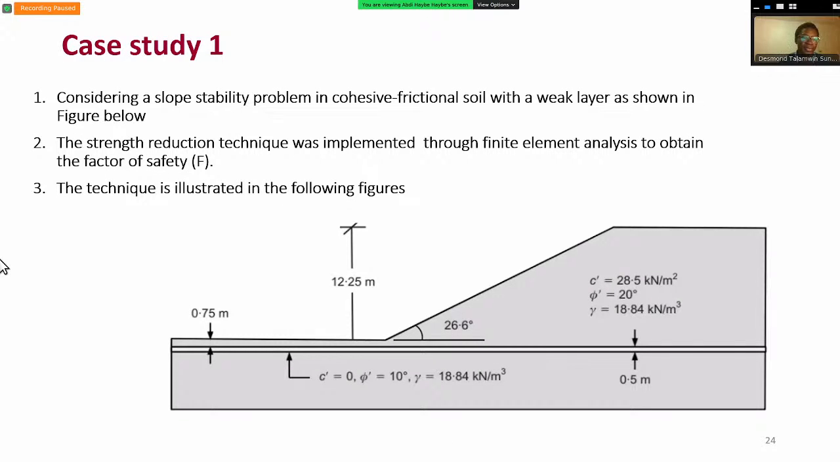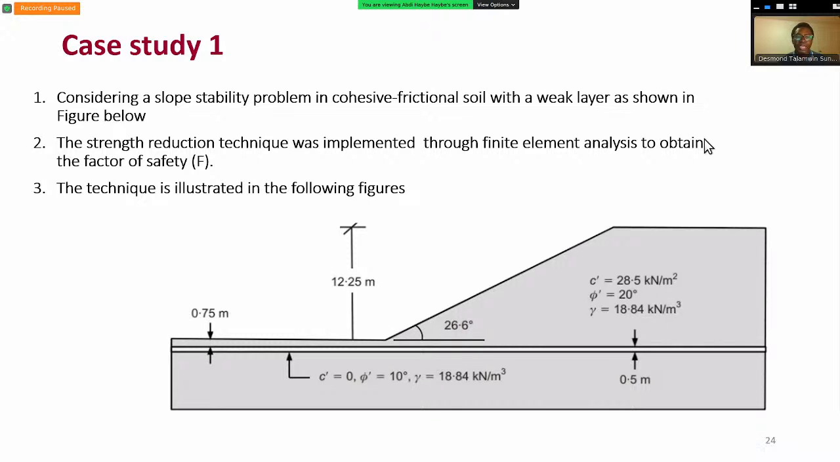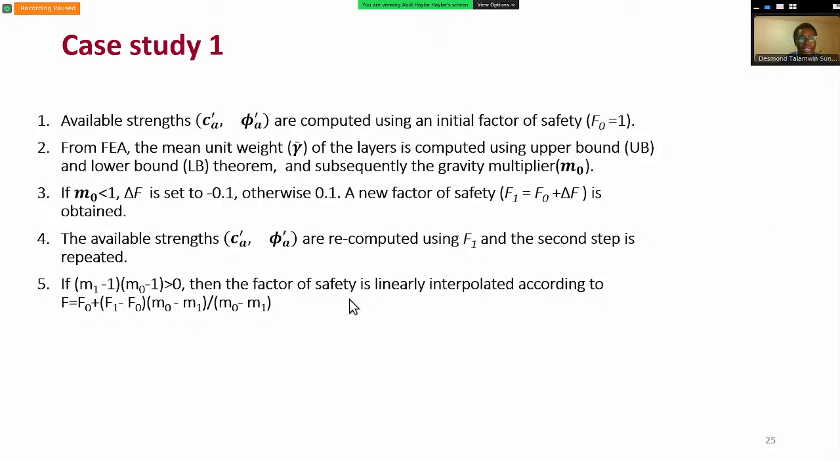Yeah, starting with the first case study, where we will be considering a cohesive friction soil with a weak layer of 0.5 meters. In finite element analysis, the strength reduction technique was implemented in this case study to obtain a factor of safety. The steps are described below and as illustrated in the following figures.